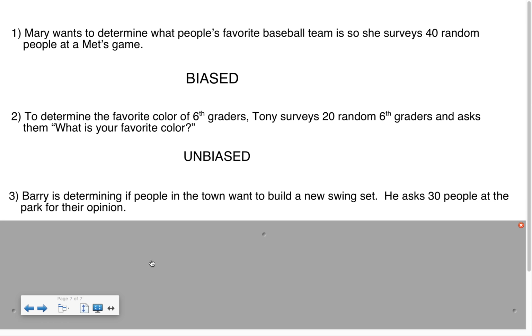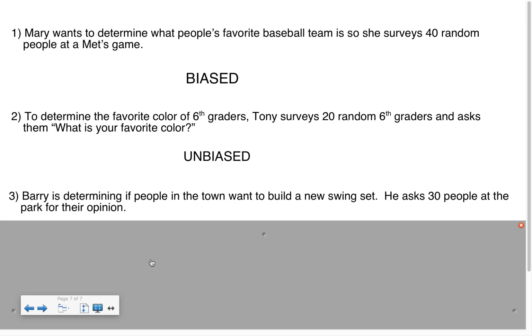And the last one here. Barry is determining if people in the town want to build a new swing set. He asks 30 people at the park for their opinion. Now he wants to see if they want a new swing set. He has 30 people and they're at the park for their opinion.